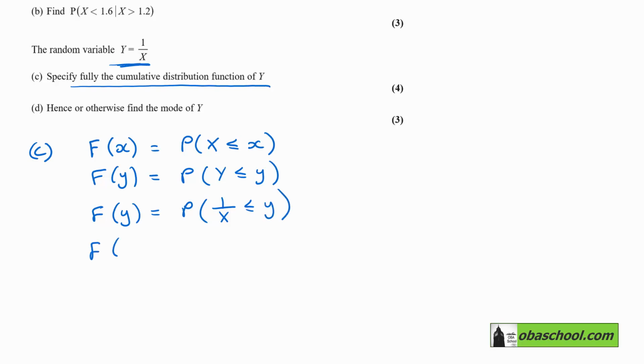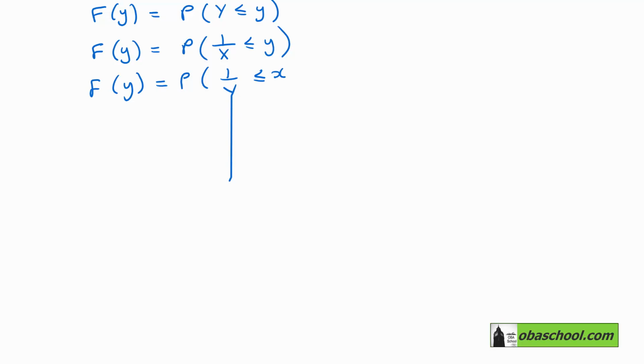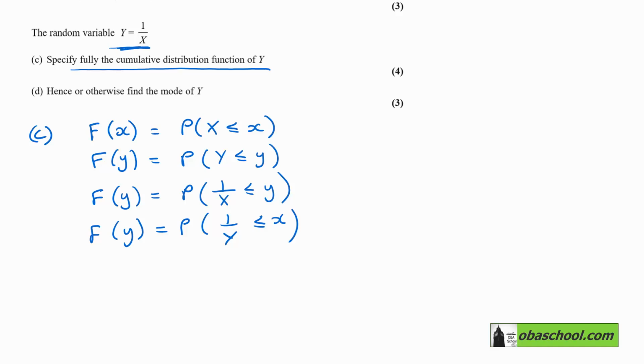Now we should be able to just do some algebra. All of these things are going to be positive. So we can say, well, that means 1 over y is less than or equal to x. And of course, we should have flipped those. That should be a y now, like so. And so we have that. And that means that F(y) is the probability that X is greater than or equal to 1 over y.